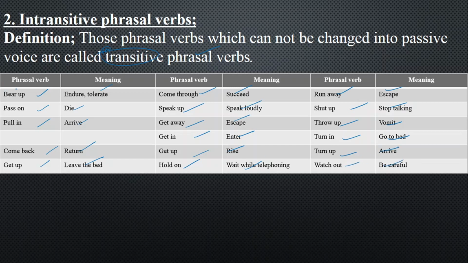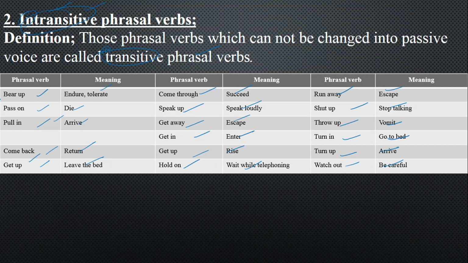And I will make a sentence. Suppose I say he pulled in the class. We cannot say class was pulled in by him. And we will not say he came back, home had come back by him, or something like he gets up early in the morning, gets up early by him. Definitely we cannot change. So transitive, which can be changed into passive voice, and intransitive, which cannot be changed into passive voice, are called intransitive phrasal verbs. Hope you got it till here.